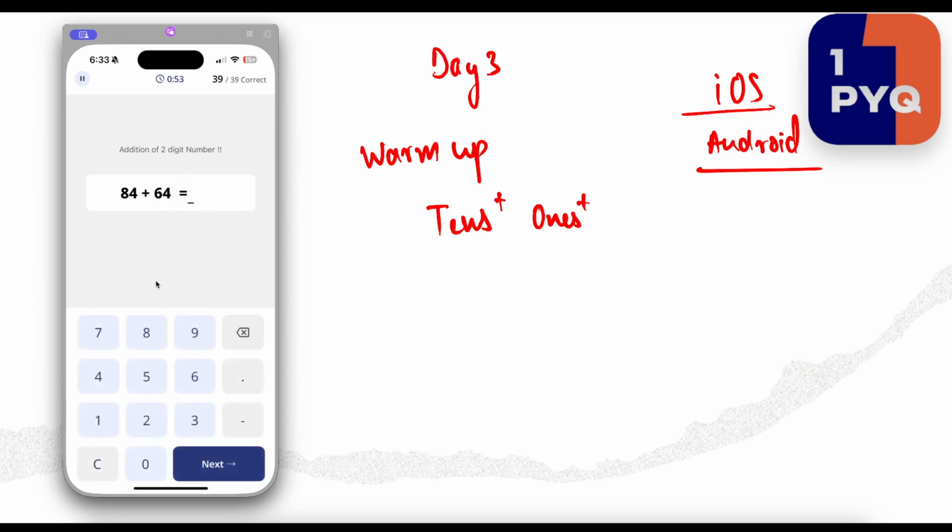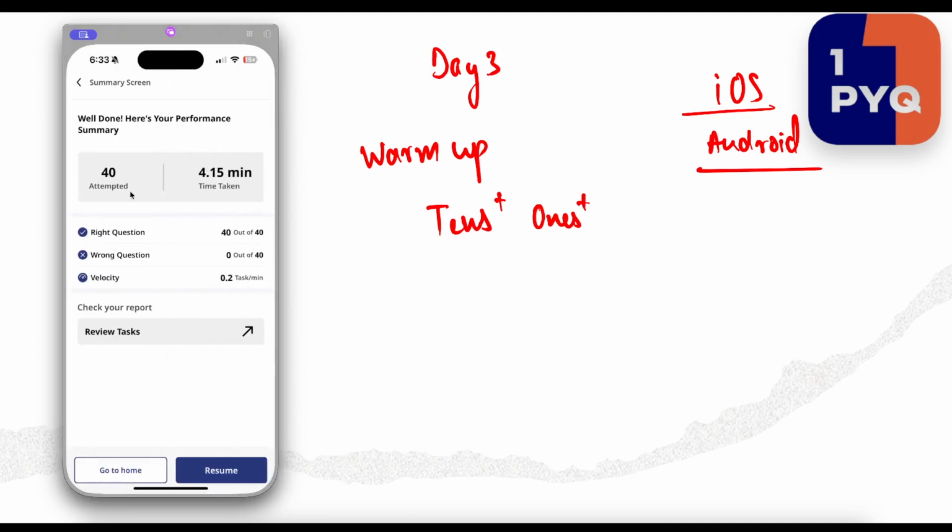I'll just do one more question because we have other things to do. 8 plus 6 is 14, 14 with 8 is 148, right? So we are done with this. I'm going to pause it. We did 40 questions and we took 4 minutes to do that. So that's, I believe, a good speed, right?